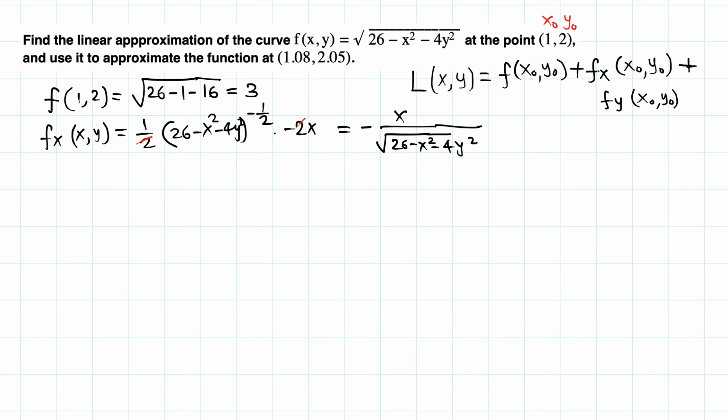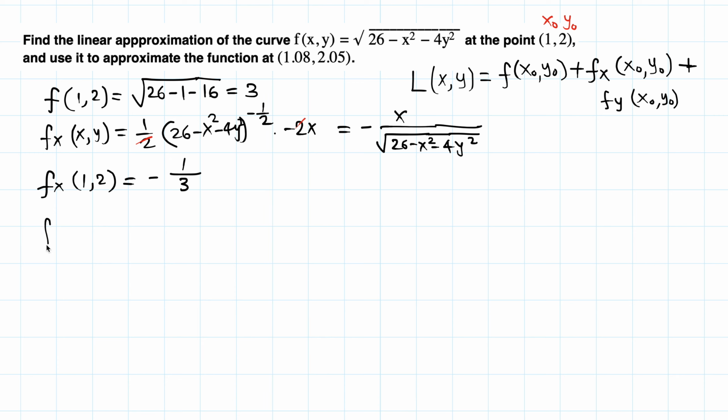Now here we need to evaluate this partial derivative at (1, 2). Let's do that. So fx at (1, 2), so minus x is 1 over the square root of, we already did that, square root of 26 minus 1 squared minus 4 times 2 squared. So it will be square root of 9, which is 3. So this is 3.